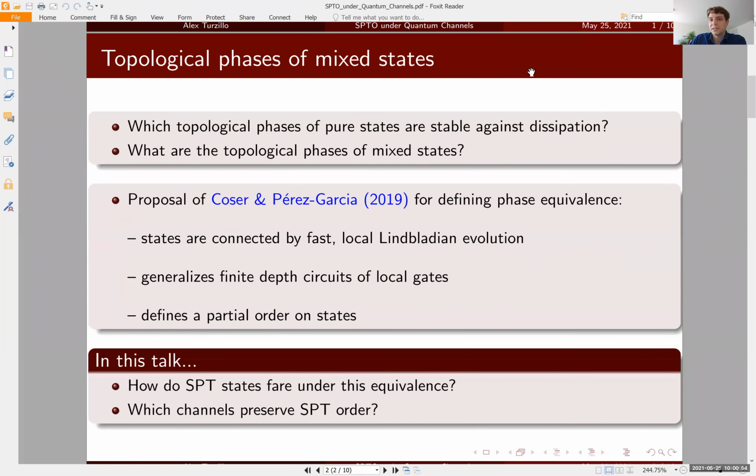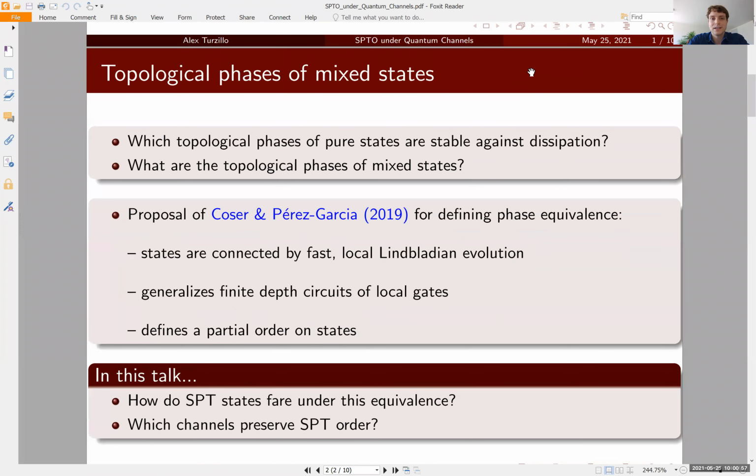Most research that's been done on topological phases is in the context of pure states that are ground states of gapped Hamiltonians. But in the real world, your system in a topological phase is coupled to some environment. And it's natural to ask, what is the effect of this coupling on the SPT phases? In particular, which SPT phases survive under this coarser equivalence relation where one relates states not just by Hamiltonian evolution on the system, but also by dissipation.